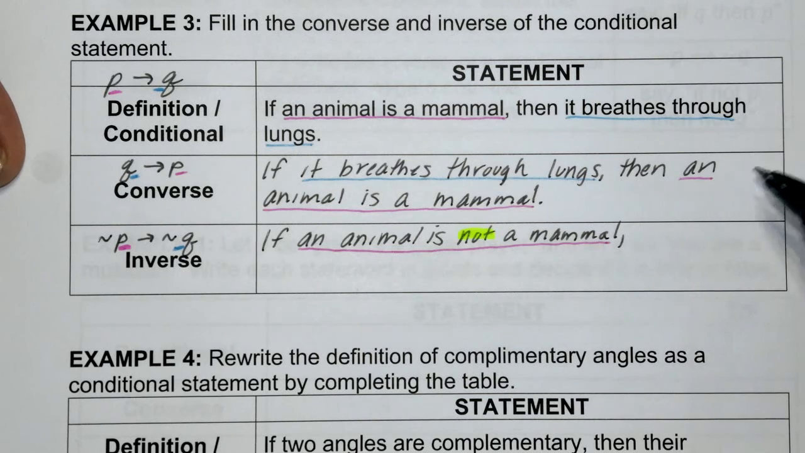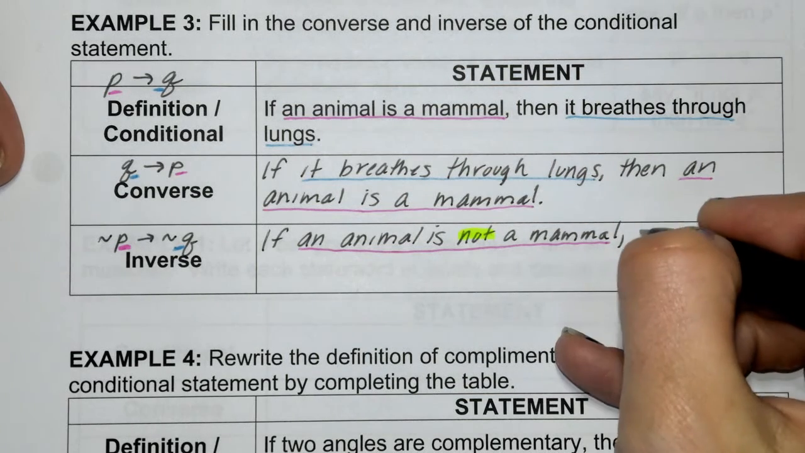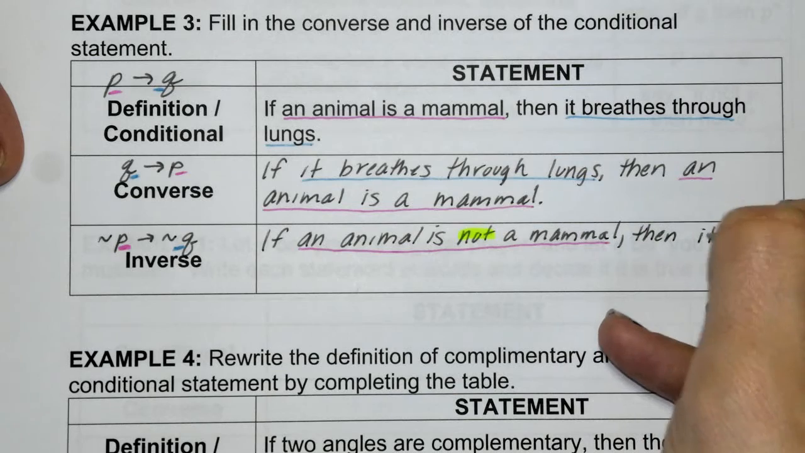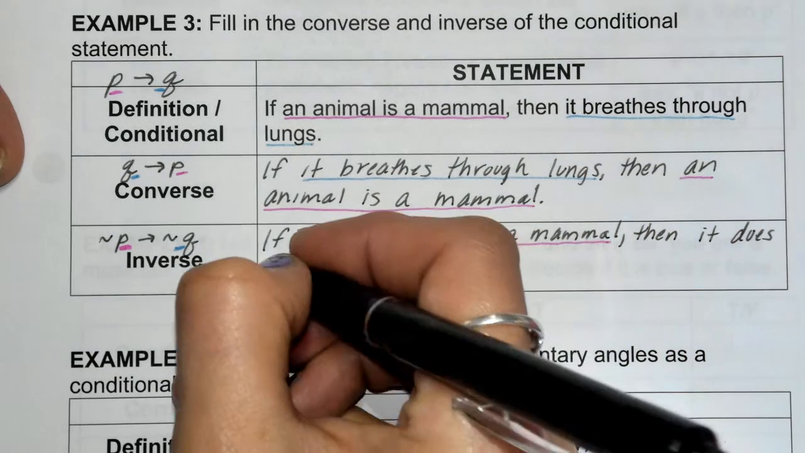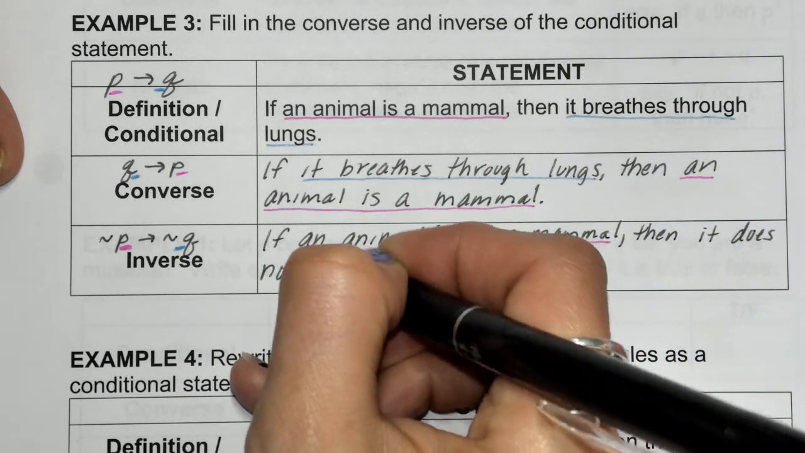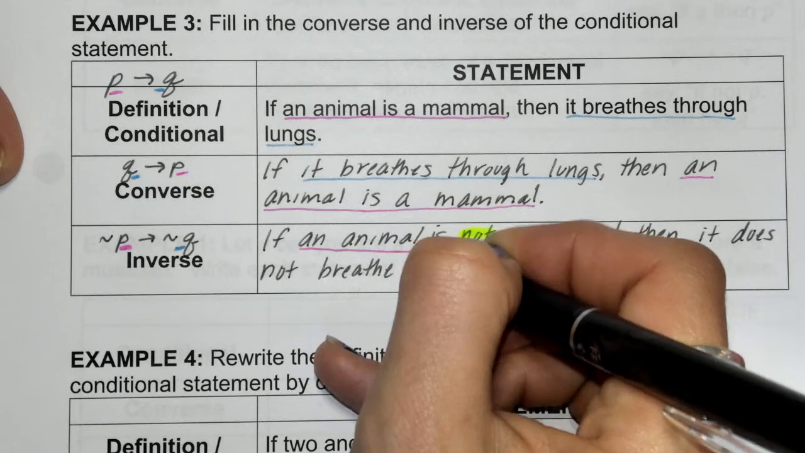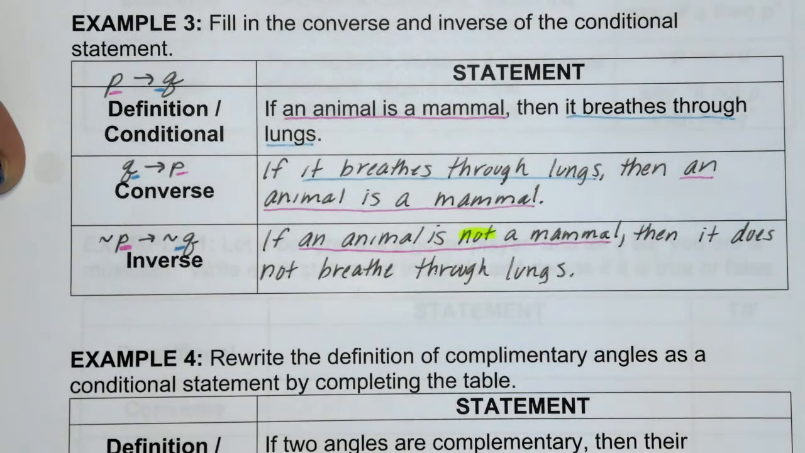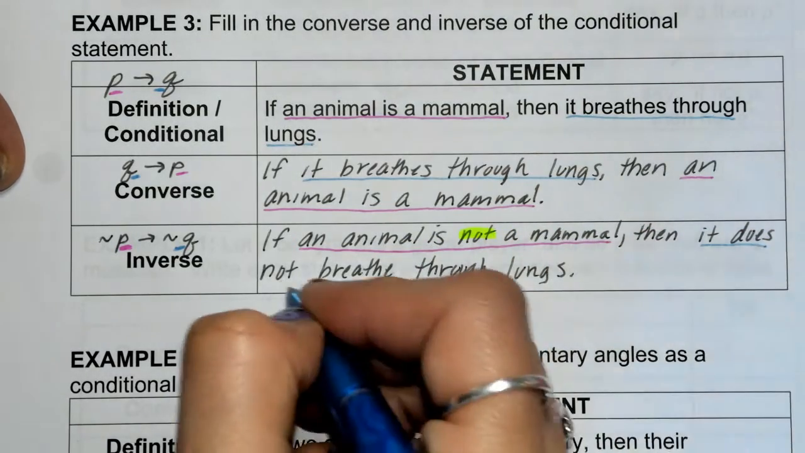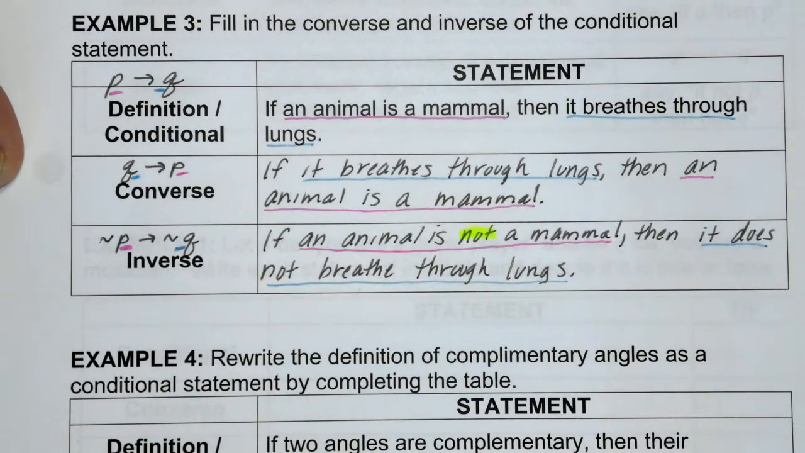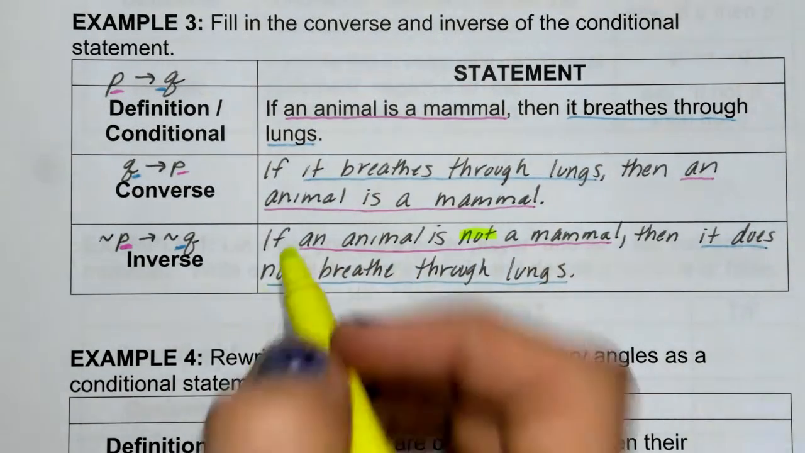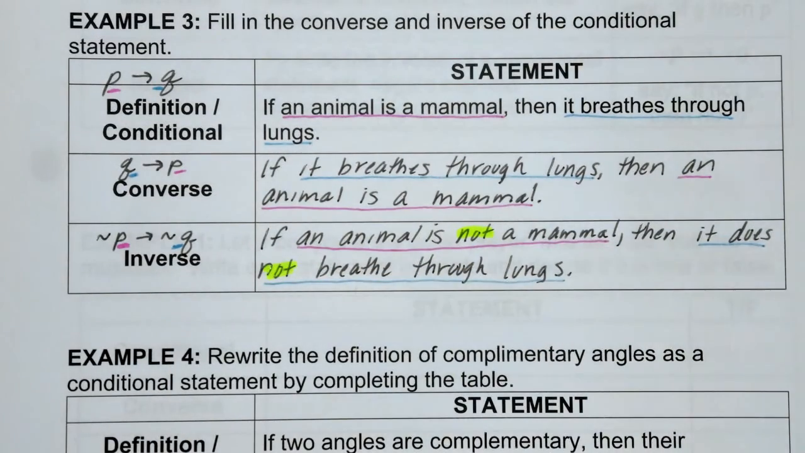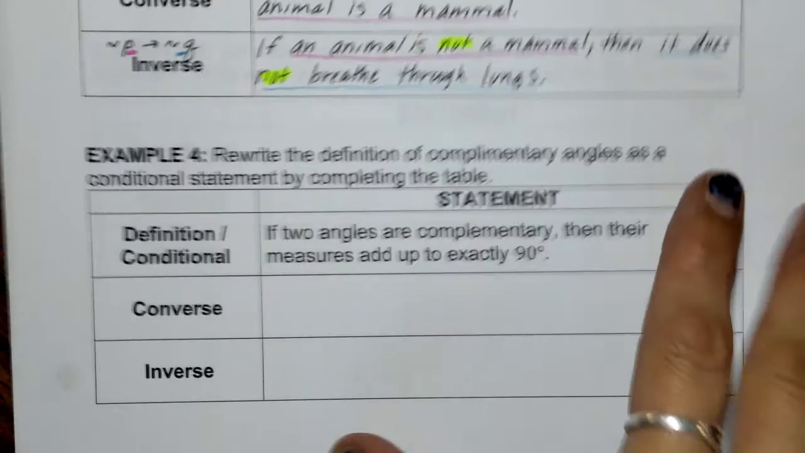And then we look at what's the opposite of it breathes through lungs. It does not breathe through lungs. So we'd say then it does not breathe through lungs. And it does not breathe through lungs, we'll underline with our conclusion color. Highlight that negated, that opposite. Pause it if you're not ready.